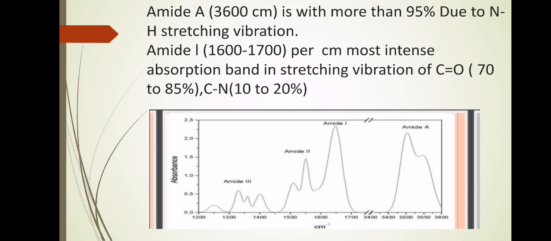As you can see in the graph, amide A at 3600 per centimeter is more than 95% due to the nitrogen-hydrogen stretching vibration, and amide I is present at 1600 to 1700 per centimeter. It is the most intense absorption band, from the stretching vibration of carbon double bond oxygen at 70 to 85%, and carbon-nitrogen at 10 to 20%.